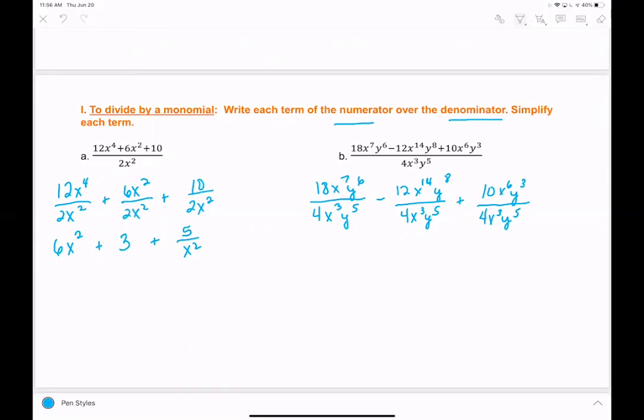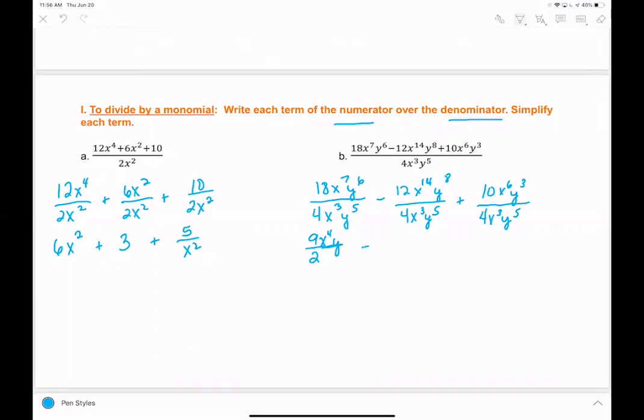So we're going to divide. Think about dividing. We need to reduce the fraction. So this is going to reduce to 9 over 2. And we're going to subtract our exponents here. So when we subtract x to the 7th and x to the 3rd, we get x to the 4, which is positive. So I'm going to leave x to the 4 in the numerator. And then y to the 6th divided by y to the 5th is y to the 1st, which is also positive, so it stays in the numerator.